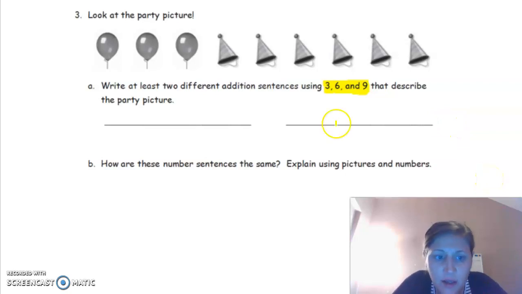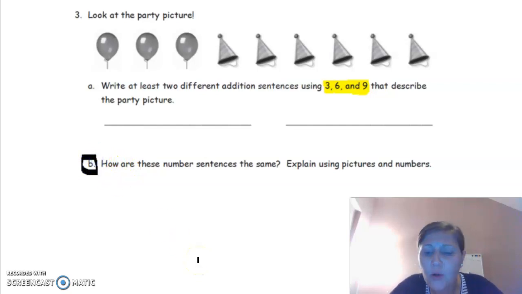Once you're done, for B, over here for B, I want you to tell me, how are those number sentences the same? So you should have 2 sentences up here on A, and down below, I want you to explain, how are they the same? How are they like each other? You can explain using pictures or numbers.